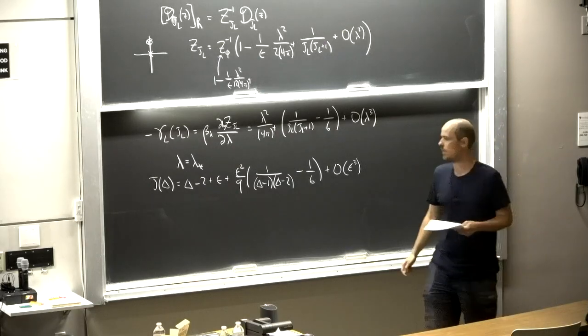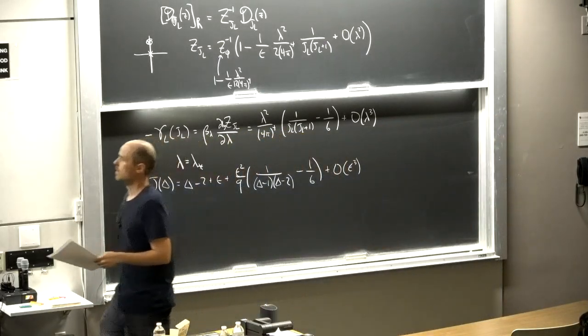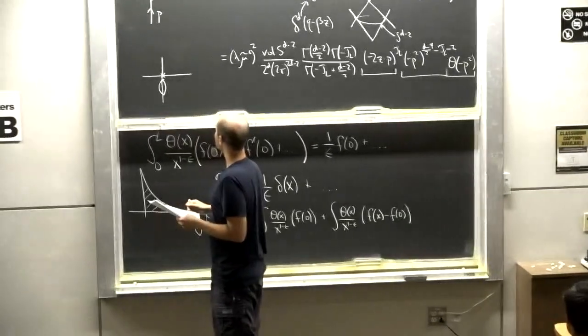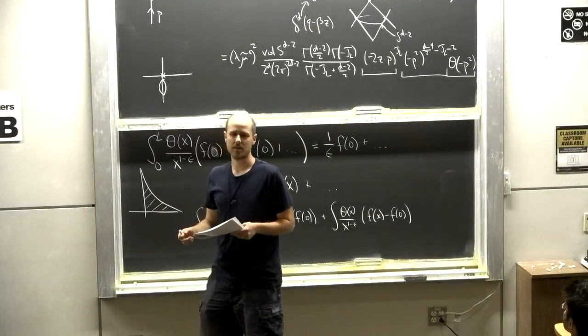Yes? Why is this the only diagram we need to consider? Yeah, good. You have to do a diagram by diagram analysis to see which ones contribute, and this is the first one that's non-zero. So for example, you can look at a sunrise diagram below the fold, and this vanishes. You can try to construct one loop diagrams, and they all vanish also.